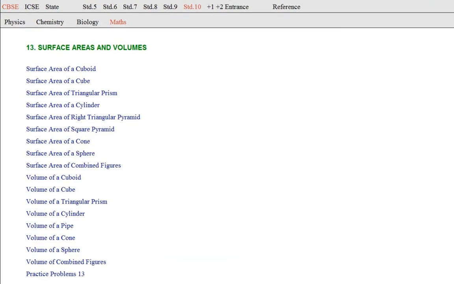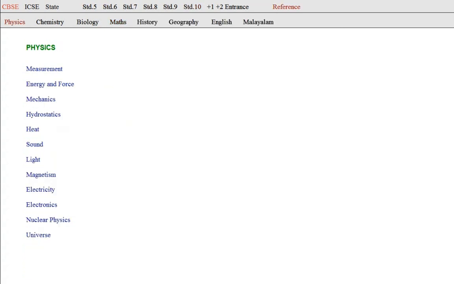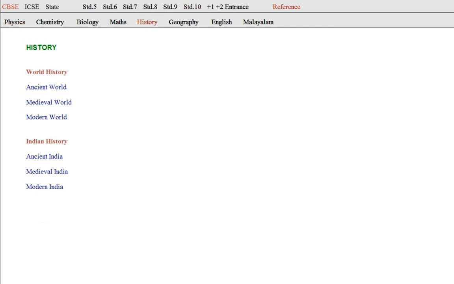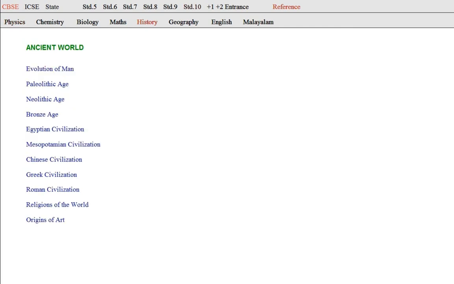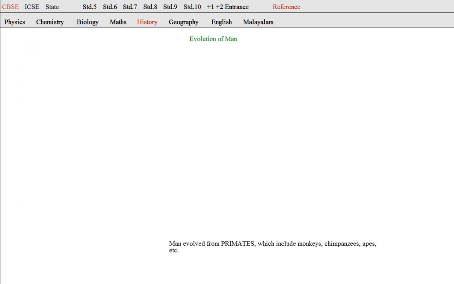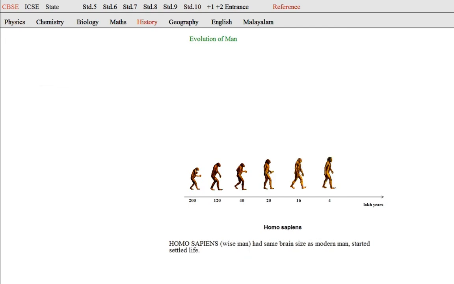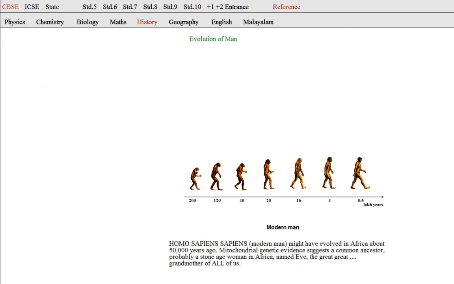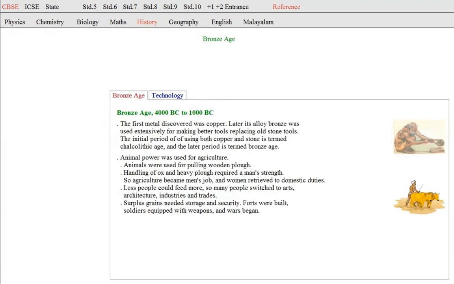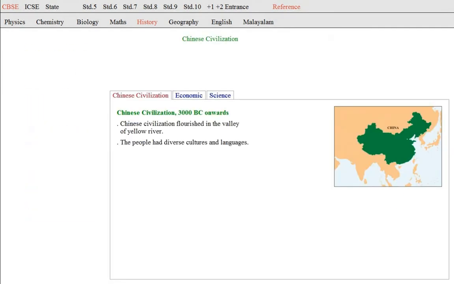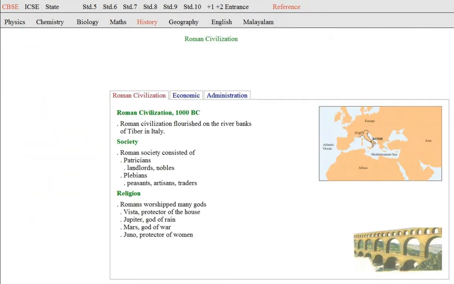Now let's go to the reference area. Let's take history. I'll just show you the topics over here. 2 crore years ago, I'm going fast. 1.40 lakh, 20 lakh, 16, 4 lakh, about 50. Idea is to just show you some areas quickly.